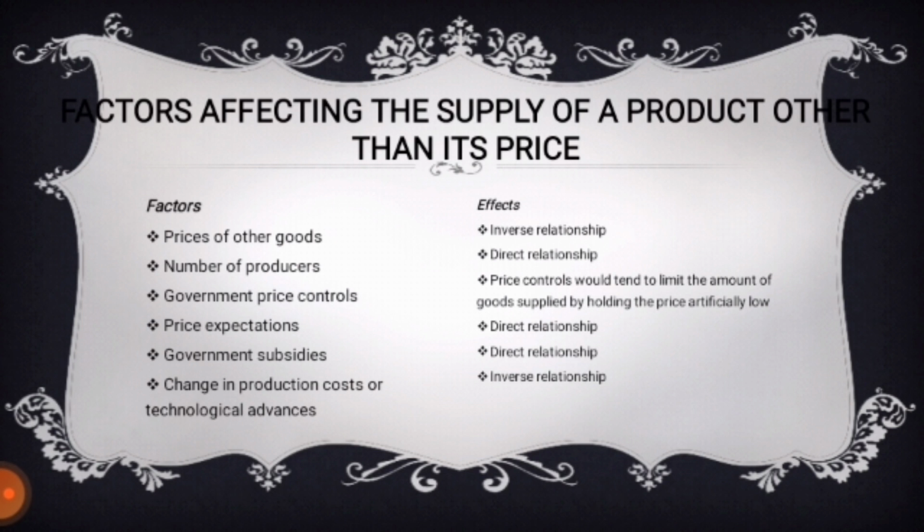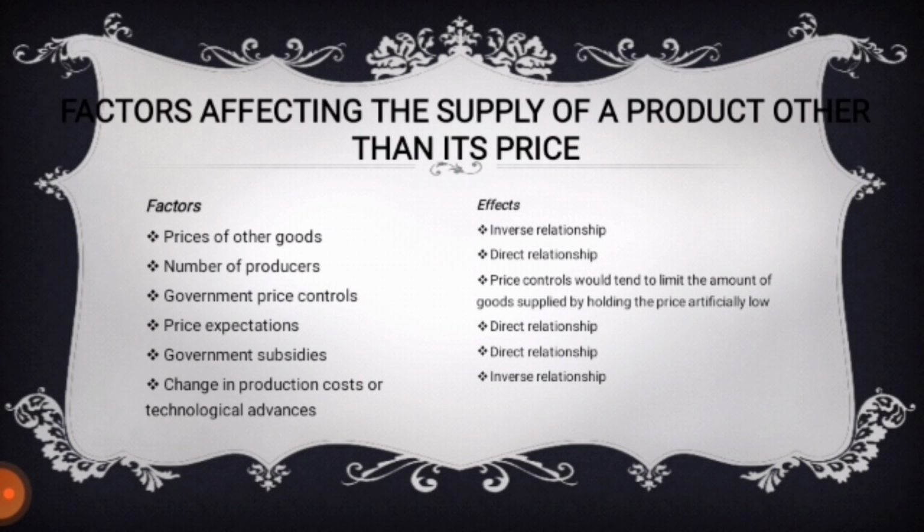The first factor is prices of other goods, and the effect is an inverse relationship, which means that when one variable increases, the other variable decreases, and vice versa. So if other products can be produced with greater returns, producers will produce those goods. Second is the number of producers, and the effect is a direct relationship, which means that two variables do the same thing.